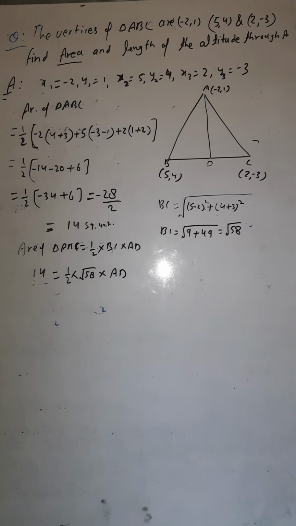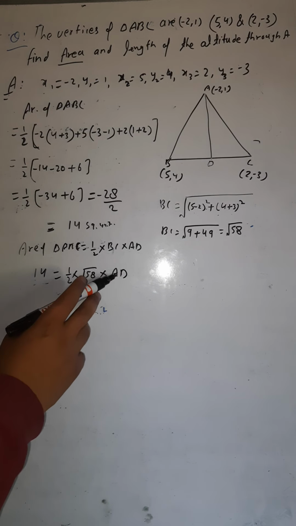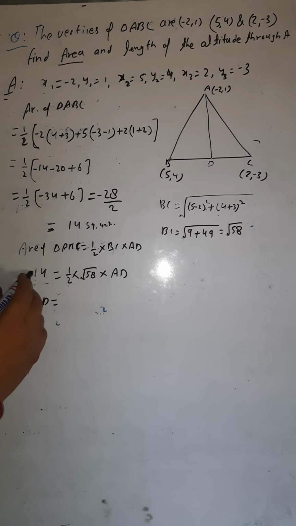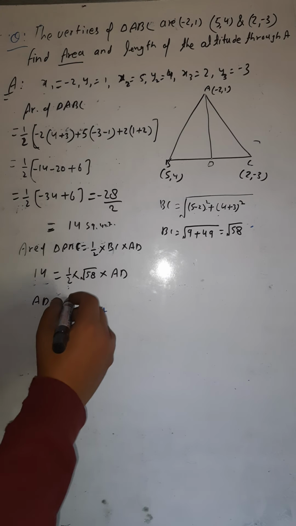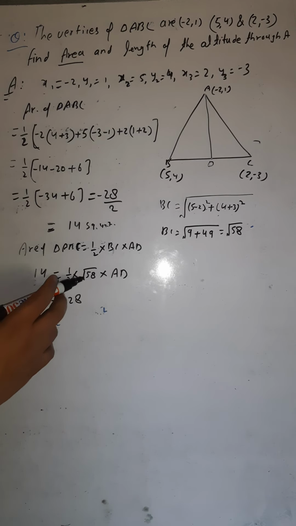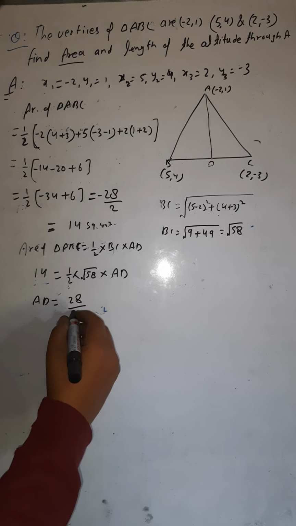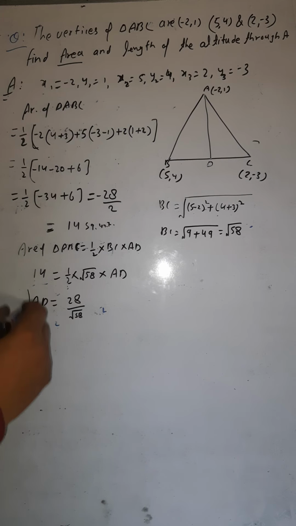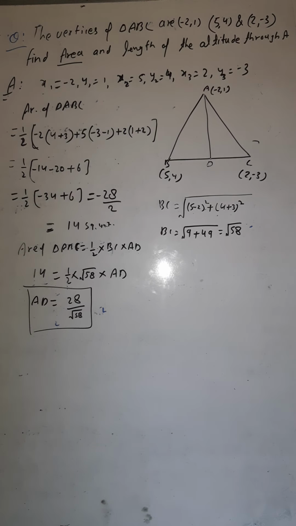Now look here, to find the value of AD, AD would remain here. So AD would be equal to, this 14 is going to multiply by 2, giving 28, and this under root 58 would be dividing here. So this would be the length of the altitude. It would be 28 by square root of 58.